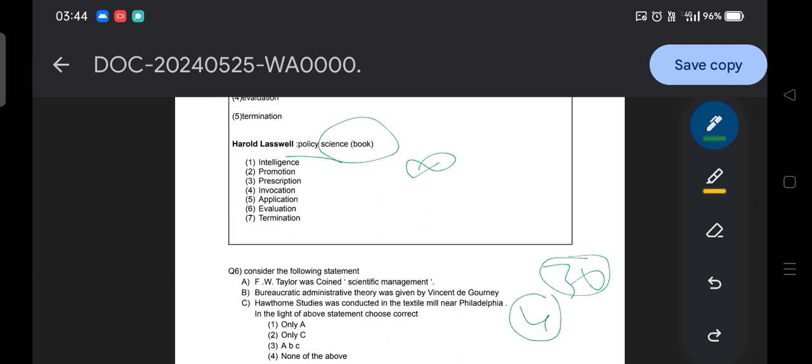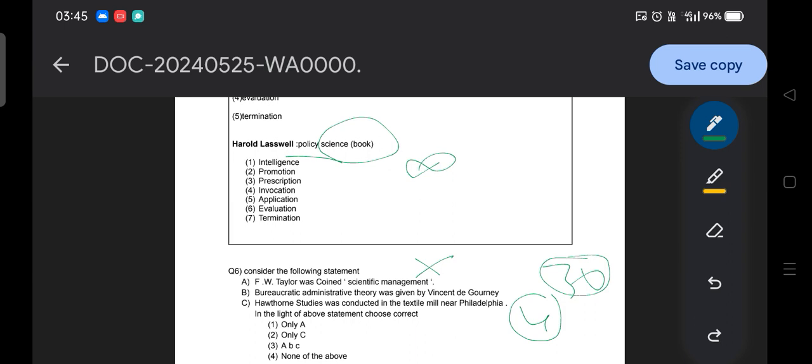F.W. Taylor did not coin scientific management, so that is incorrect. F.W. Taylor is considered the father of scientific management, but the term scientific management was coined by Louis Brandeis. Then moving to option B, bureaucratic administrative theory was given by Vincent de Gournay. No, the term bureaucracy was coined by Vincent de Gournay, but bureaucratic administration theory was given by Max Weber.